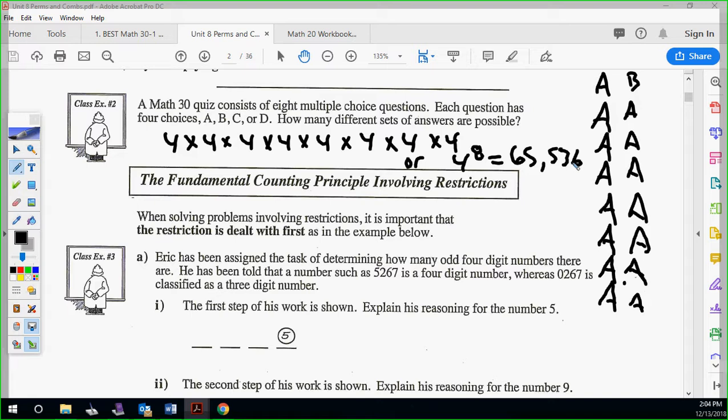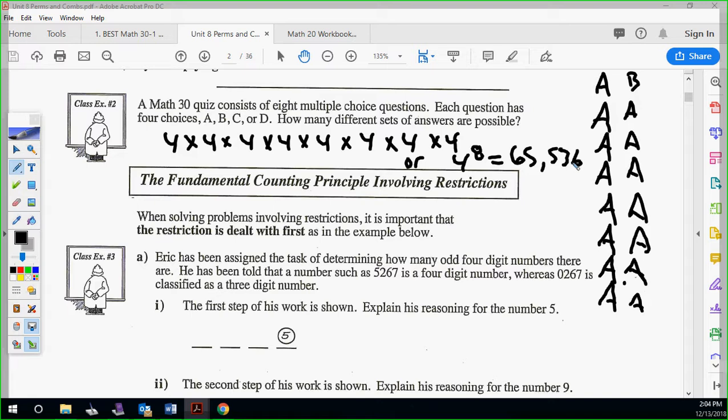Interesting. Right. Well, there's a little bit of probability in that because obviously you have a 25% chance each time. And then obviously multiple choice, hopefully you can narrow it down. But yeah.